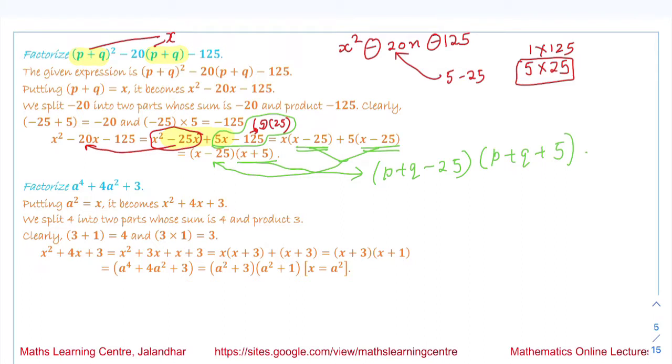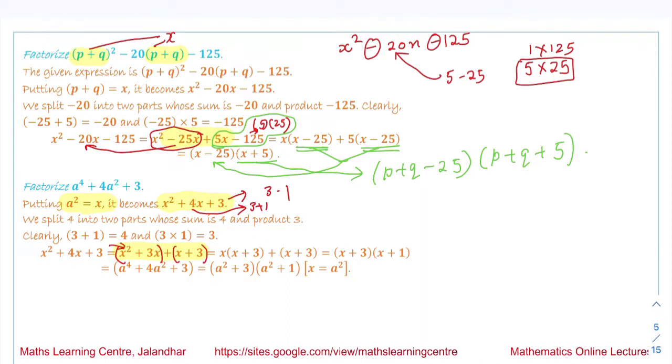Similarly, in the next question, we are replacing a square with x. So the equation becomes x square plus 4x plus 3. You write the factors of 3. The factors of 3 are 3 into 1, and 3 plus 1 is equal to 4. So we write this equation in this form: x square plus 3x plus x plus 3. We group these terms like this.